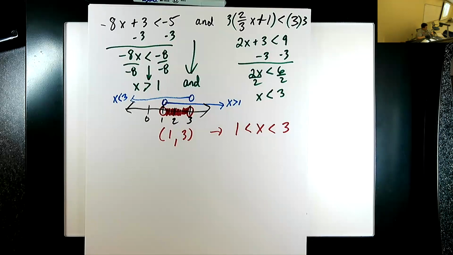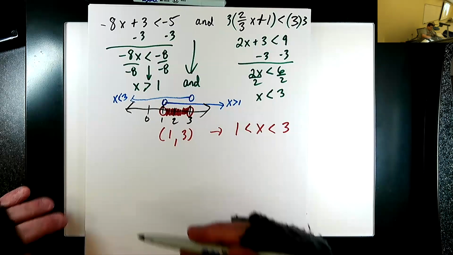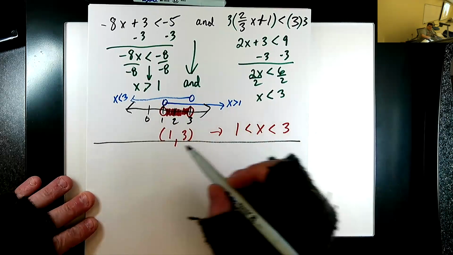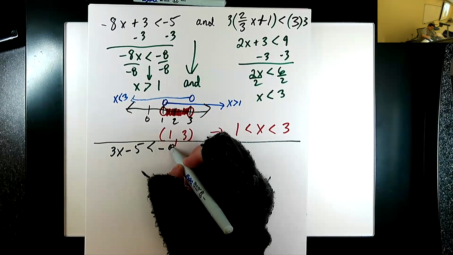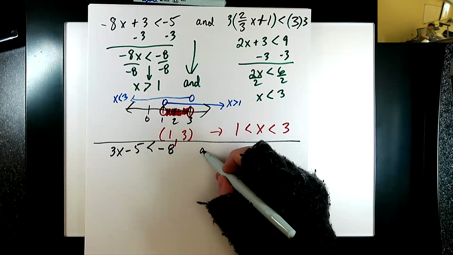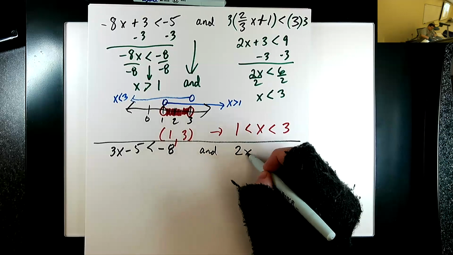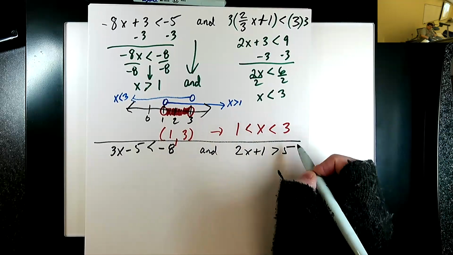Ready for another? 3x minus 5 is less than negative 8, and 2x plus 1 is greater than 5.